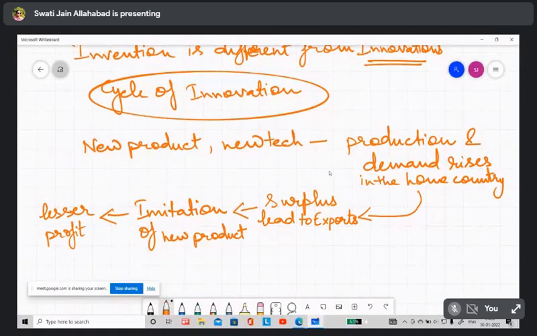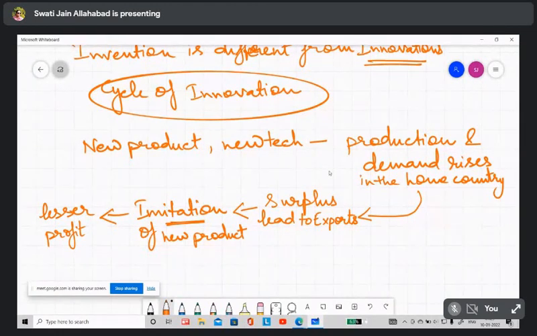Initially, it results in higher demand, higher profit, higher prices. But after some time, when the copying of that technology or product or method takes place in the economy by the other producers, by the other businessmen, then the profit will start declining. So then the economic cycle will observe a contraction. So now this cycle keeps on taking place in the economy.